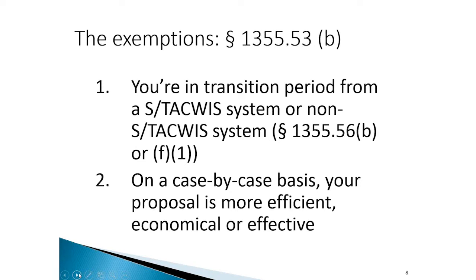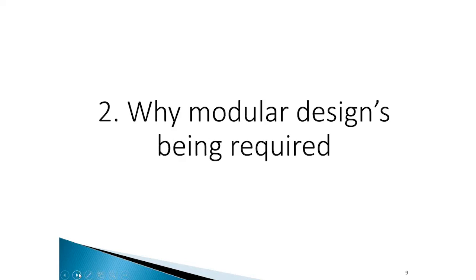So the first type of exemption is if you're in a transition period. So for the period where you're moving from a CCWIS system or a non-CCWIS system to a new CCWIS system, then that transition period is exempt. Or on a case-by-case basis, if your proposal is more efficient, economical, or effective, if you can show that your proposed design or your proposed implementation is going to be more efficient, more economical, or more effective than an industry-standard modular design approach. So let's go into section 2.